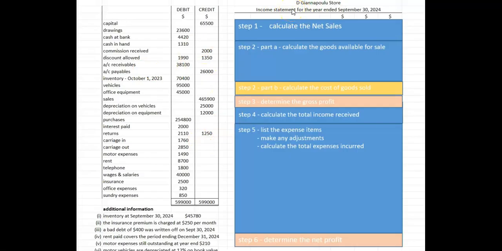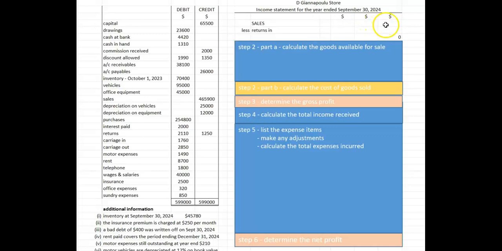The Gianna Polo store income statement for the year ended September 30th, 2024. I have my steps laid out. So let's tackle these end of period adjustments and produce this income statement. All right, so the first step would be to calculate the net sales. Net sales is sales less returns. All right, so let's do that.